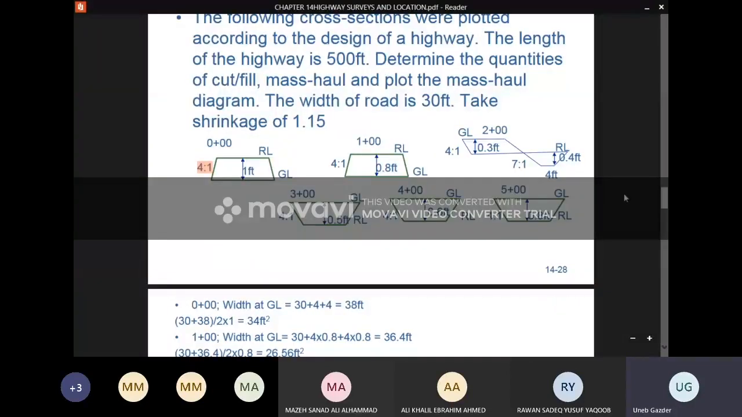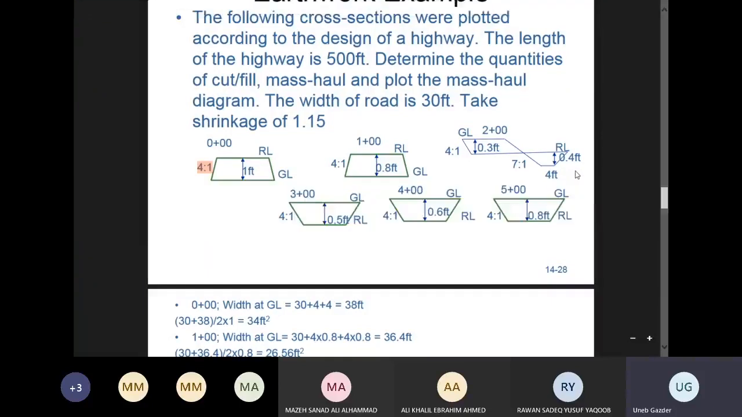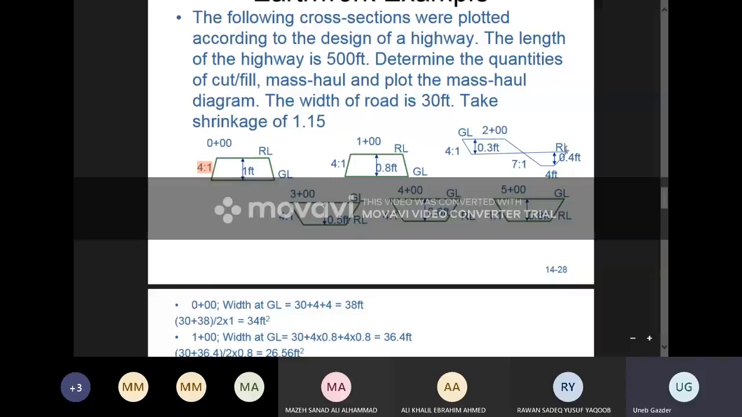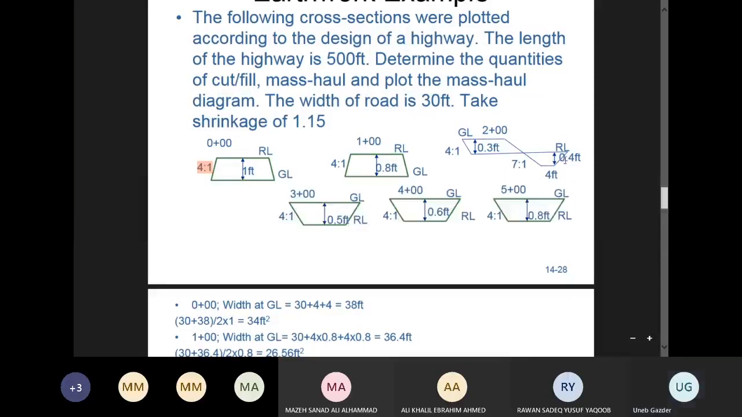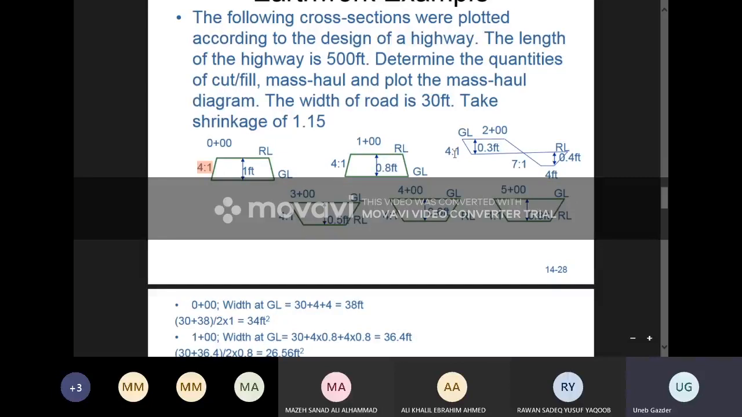So first of all, I will solve this area in parts, because it's not a simple figure now. The first part, if you look at the extreme right-hand side, is a triangle, right? This one is a triangle. The height of this triangle is 0.4 feet, and the side slope is constant in all the cross sections. So the side slope here is also 4:1.